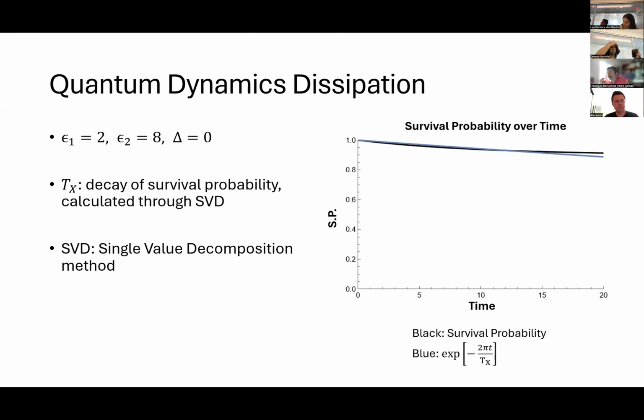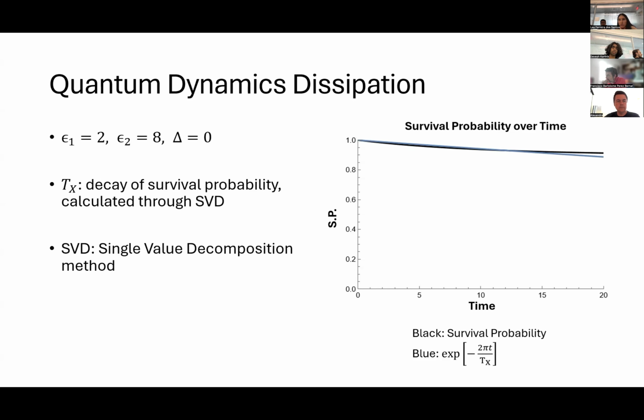So here we're going to introduce this value called Tx, which essentially models the decay of the survival probability over time, which we calculated using this method called singular value decomposition. And we can see over here, the survival probability is the line in black, and the blue represents the model that we created using the Tx value, which is the value of interest for the people working at Yale. Okay, so black is exact numerics that you've done on your computer, and blue is a model, a method. Yeah, it's basically an exponential fit of this.